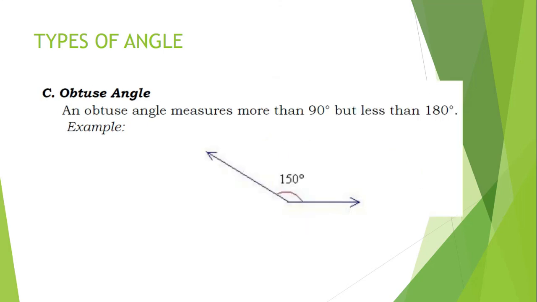Next, let's have the obtuse angle. An obtuse angle measures more than 90 degrees but less than 180 degrees. An example is that one, an obtuse angle which is wide open. So the measurement should be 91 until 179, as long as 90 and 180 are not included. So let's have a recap. An acute angle has a small opening. A right angle is like the letter L. And an obtuse angle is wide open.